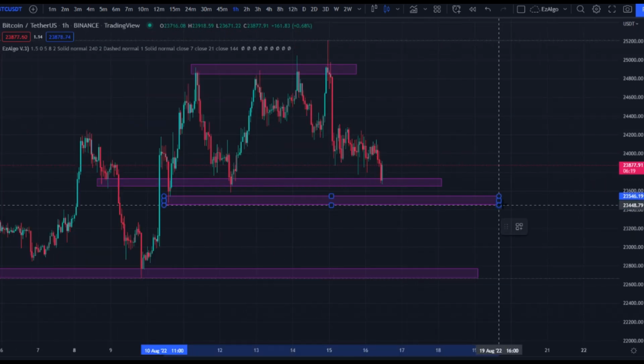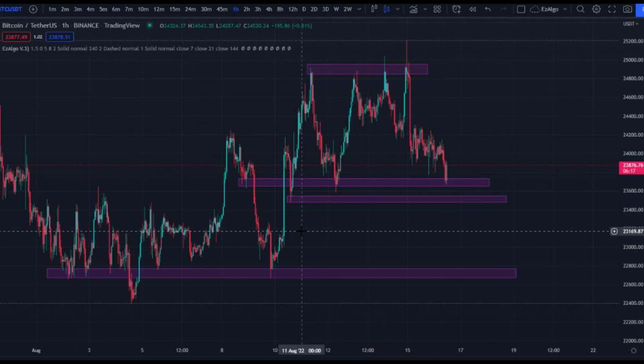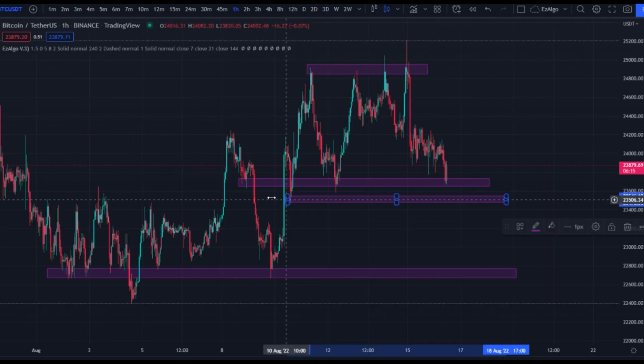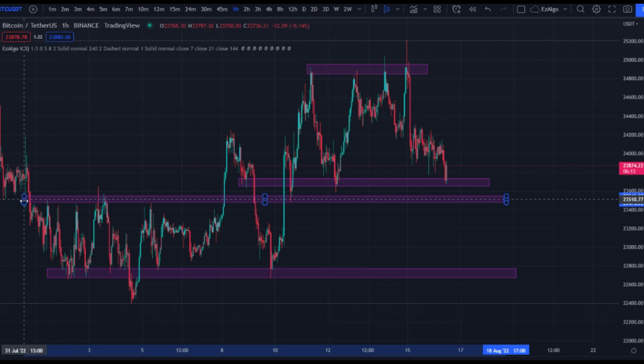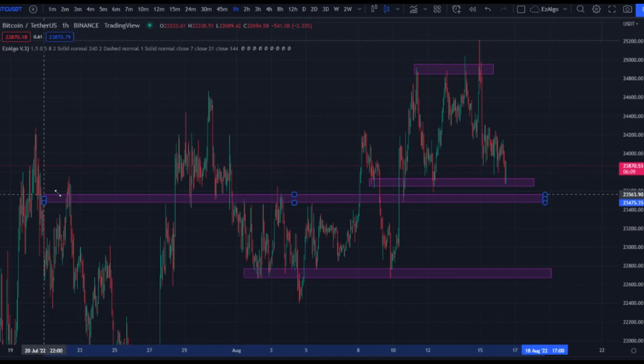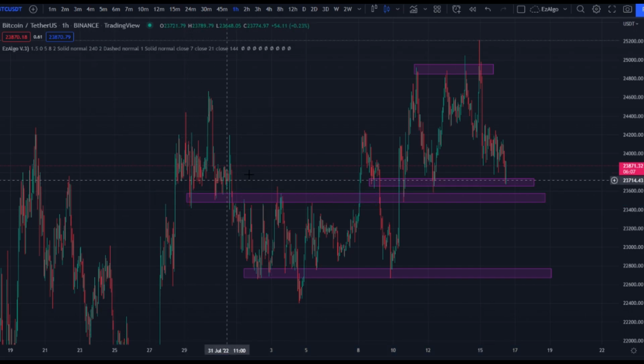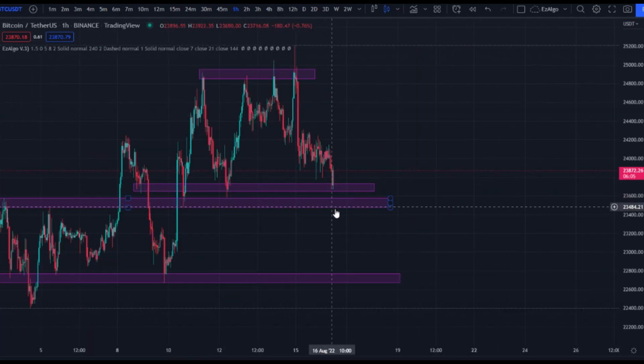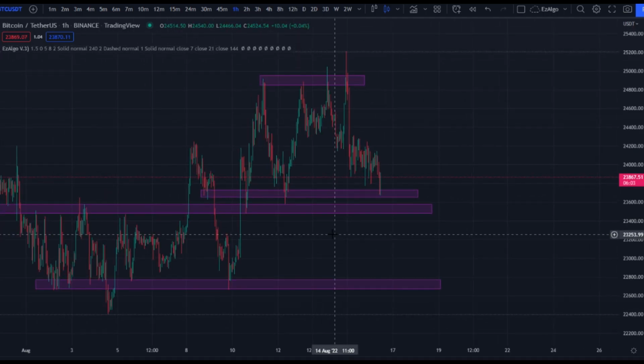I also see another zone right around here, okay? And if I go back, I'm pretty sure this one went all the way back over here. So this is another zone that price has been respecting for quite some time if you draw this zone back. So I'm definitely expecting a reaction from around these levels.